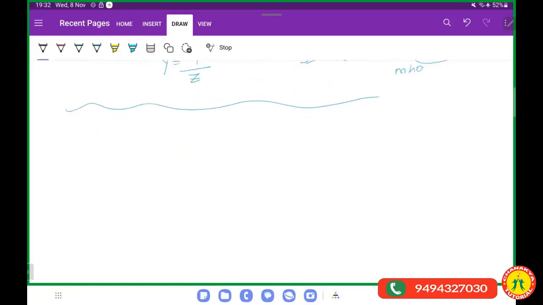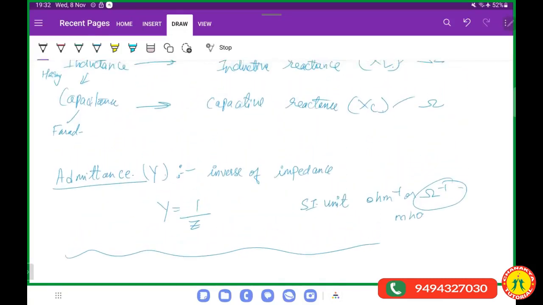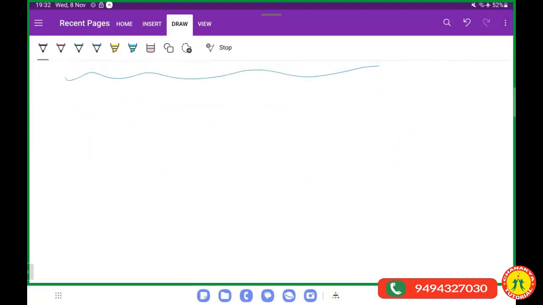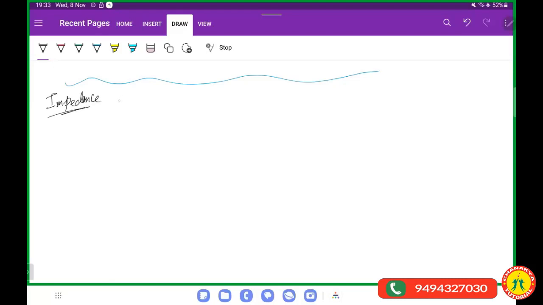Sir, is it basically conductance then? Admittance is conductance, yes, similar to that. Conductance is the reciprocal of resistance. Likewise, impedance and phase of AC.